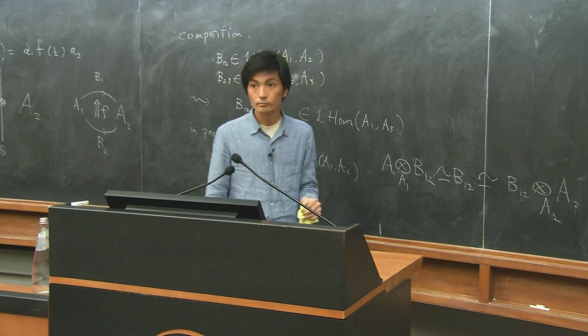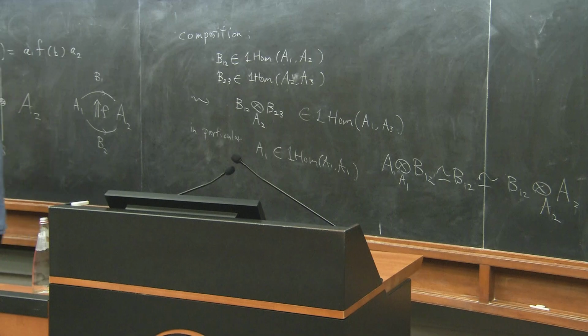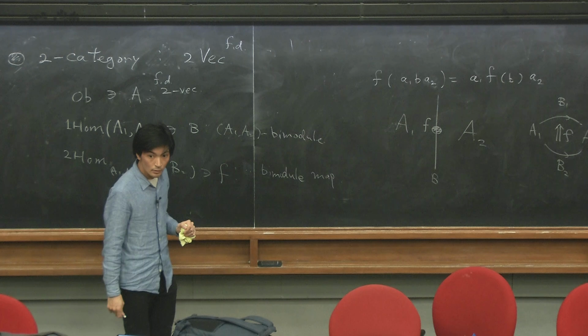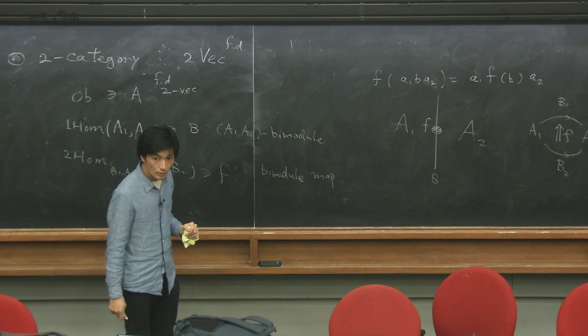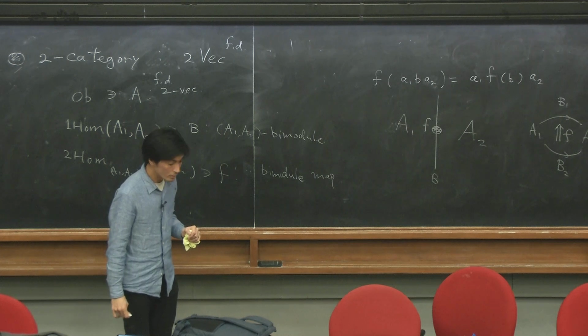Could I ask a question? Yes. I'm just trying to understand this figure that you drew here. I don't understand the language very well, but should I be thinking of one morphisms as morphisms between the objects which are A, and then two morphisms as morphisms of the one morphisms? Yes.